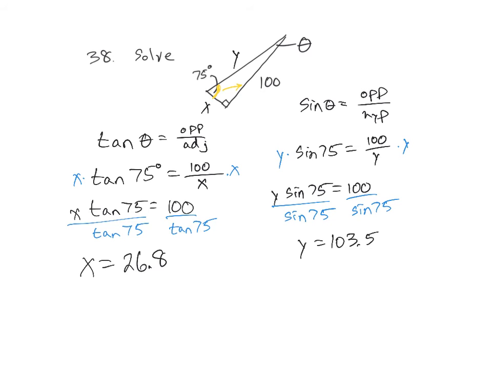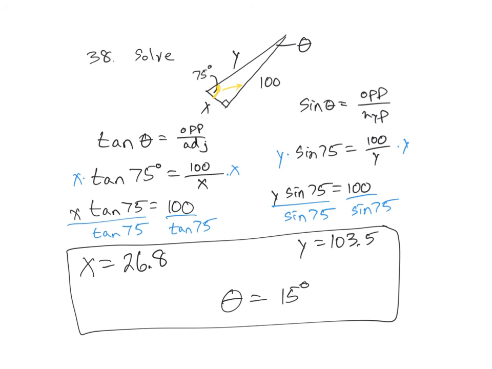There's one other thing in this triangle we haven't solved for, and that's theta. Well, there's 180 degrees in a triangle. So if we subtract the 90 degrees that we were given, and we subtract the 75, that leaves theta to be 15 degrees. And so that would be the actual answer for number 38.